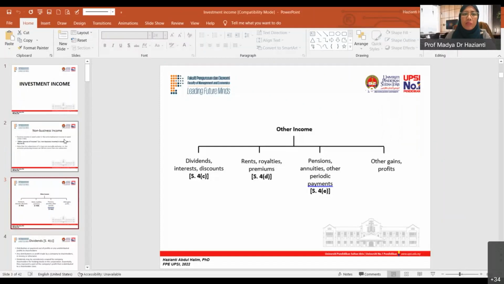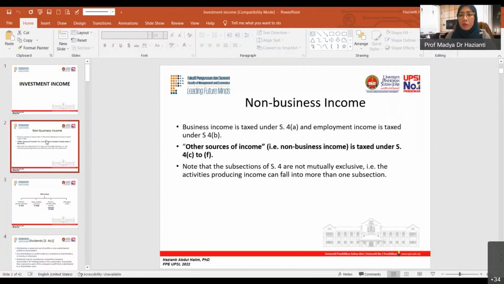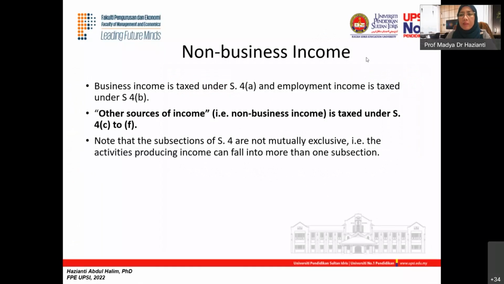We call it non-business income because this is something to do with not the business income. For business income, kita ada satu topik lagi. Alright. Okay, so for this part, I think I've gone through a bit last week about non-business income. Tapi tak apa, kita tengoklah balik dekat sini.